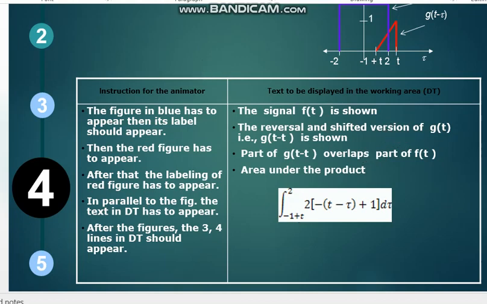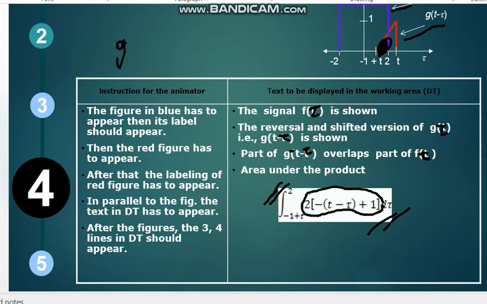Now carefully look into it. That is the signal f tau that is shown. The reversal and shifted version of g tau, that is g of t minus tau, is also shown here. The part of g of t minus tau that overlaps the part of f tau, the area under the product, is just in that portion. That is the common and basic function that you get from here.